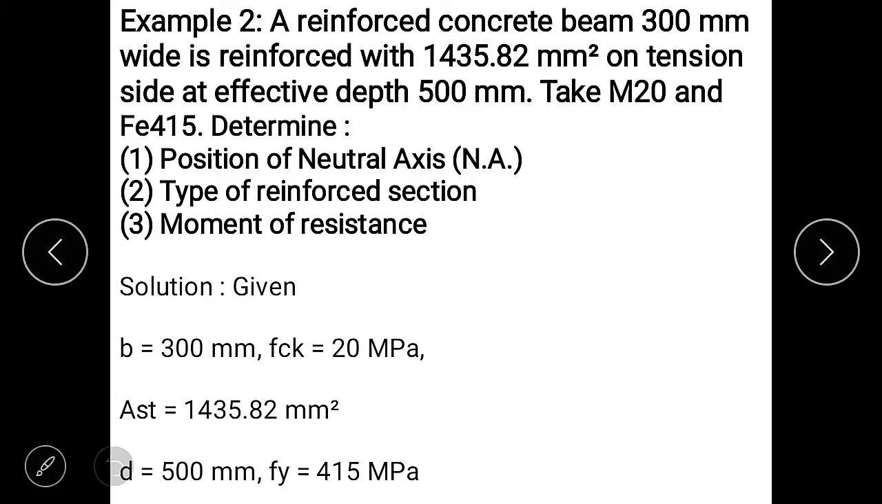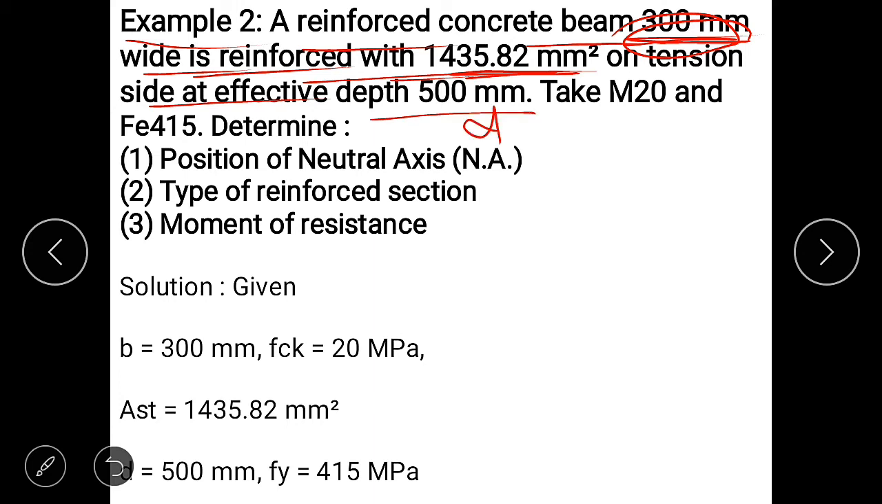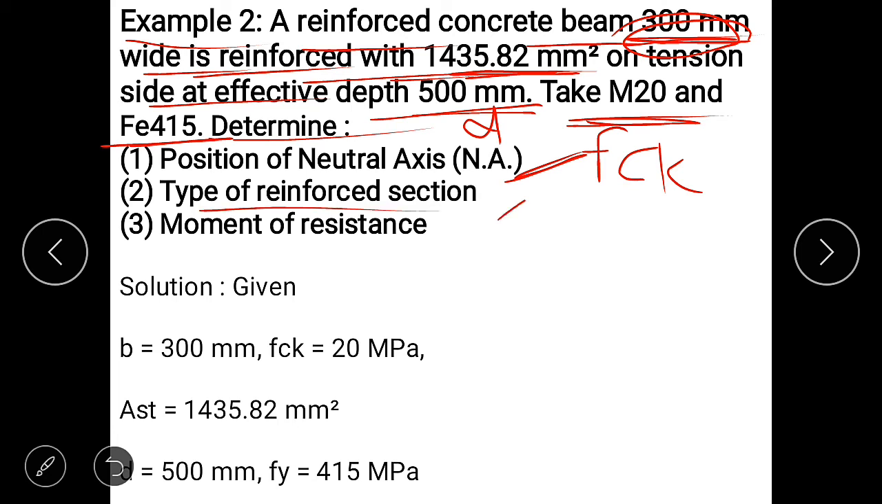Example number 2: a reinforced concrete beam 300 mm wide is reinforced with AST, given as 1435.82 mm square, on the tension side at an effective depth. Effective depth means small d, given here as 500 mm. FCK is given as 20 and Fe415, so Fy is Fe415. We have to find the position of the neutral axis, the type of reinforced section, and the moment resistance.